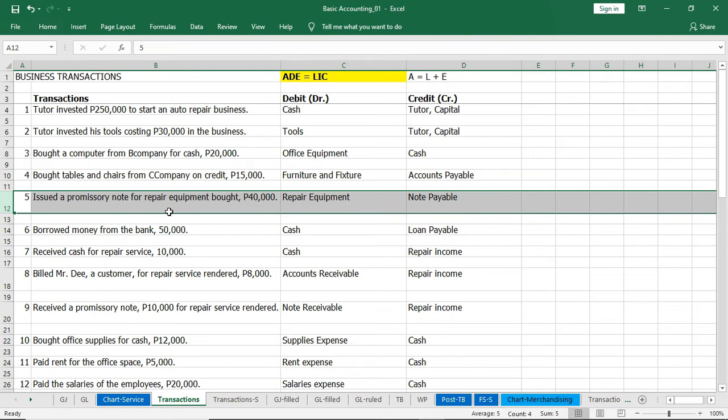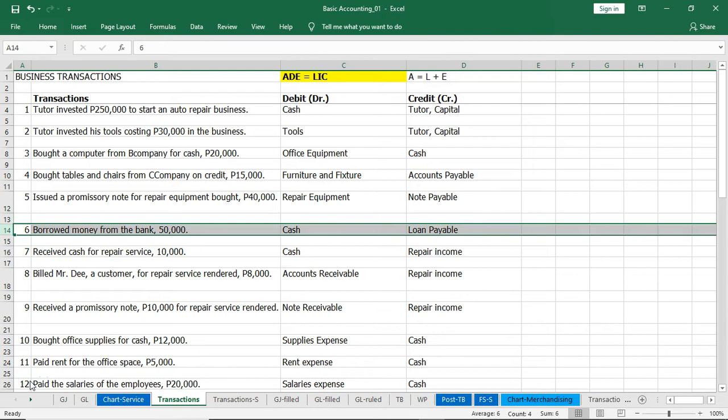So, nagkaroon ng repair equipment, increase in asset, so debit to repair equipment. And then, hindi siya binayaran in cash. Tapos, nag-issue siya ng promissory note. So, very clear na note payable siya. Increase in liability in the form of note payable. So, ang credit is to note payable. Okay?